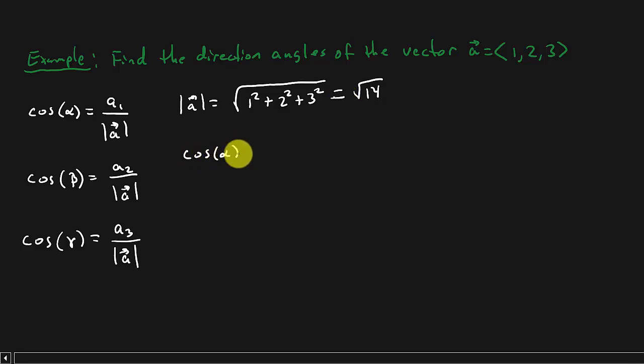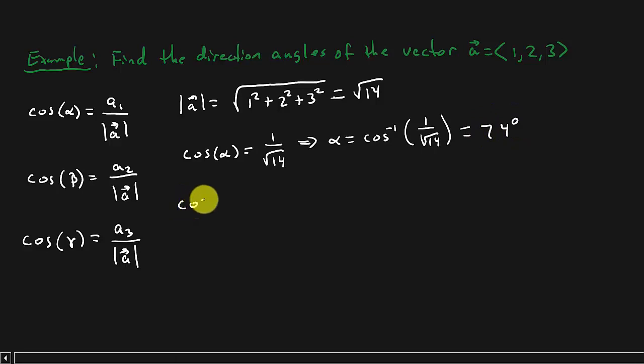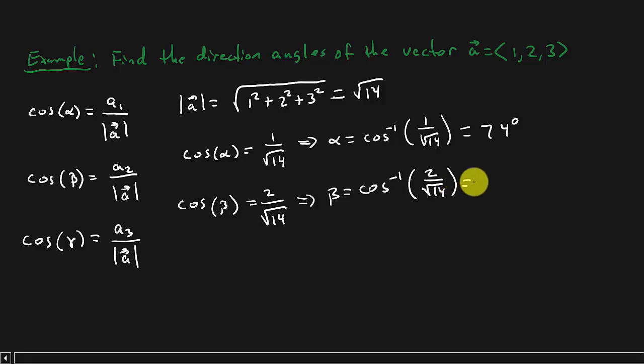So we've got cosine alpha is equal to what? 1 over the square root of 14, which means alpha is the inverse cosine of 1 over square root of 14. And so that's going to be about 74 degrees. And then we've got cosine beta is A2, which is 2 over the magnitude of A, which tells us beta is equal to the inverse cosine of 2 over square root of 14. Punch that in your calculator, we get 58 degrees.